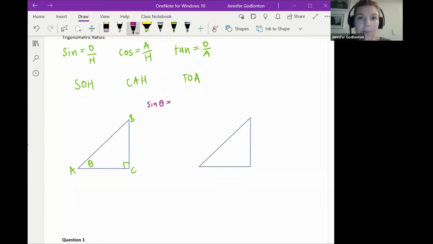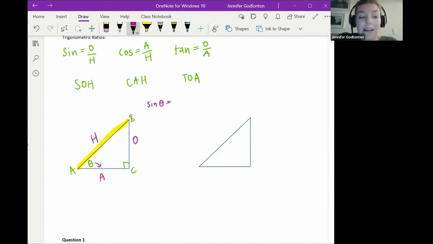We need to now think about what our different sides are. And that was why I spent so much time making sure everyone's comfortable with labeling your sides. So the first thing we want to do is label what our different sides are. We always start with our hypotenuse, which is the longest side of the triangle. Then the other side that is touching our angle is adjacent. And the side that is opposite that angle is going to be opposite. So we have hypotenuse, adjacent, and opposite.